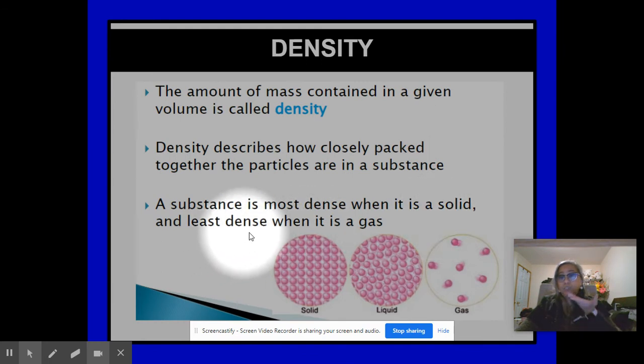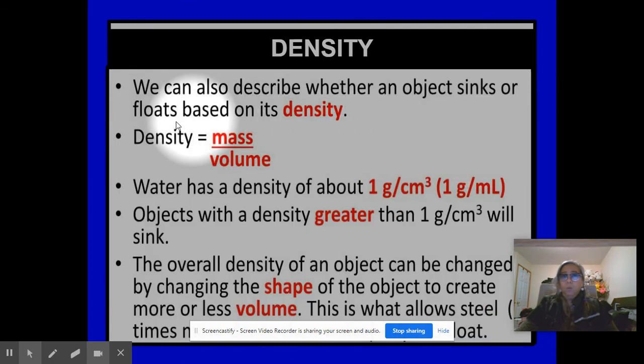And the least dense when it is a gas or something that floats. So what sinks and what floats is credited to its density. Now, as I've said earlier, density is a measure of mass per volume, and water has a density of about 1 gram per cm cube. Cm cube, cubic centimeter, is the same as saying 1 gram per ml. Now, objects with a density greater than 1 will sink. I hope you still remember that from our unit on the water systems or on the subject of density.